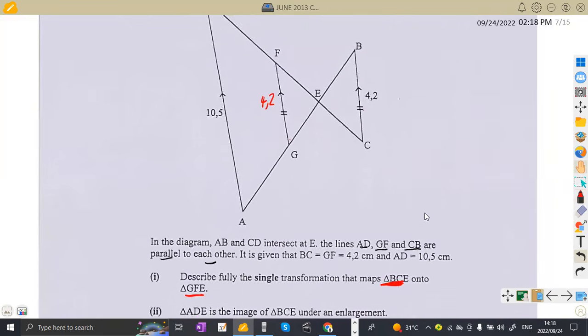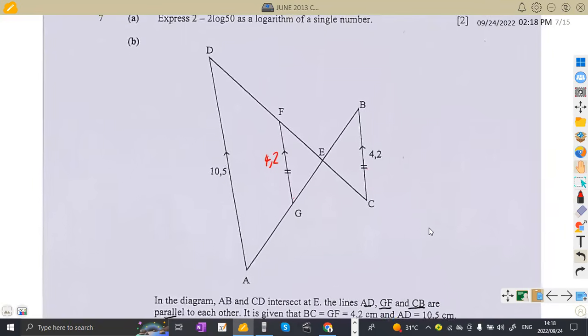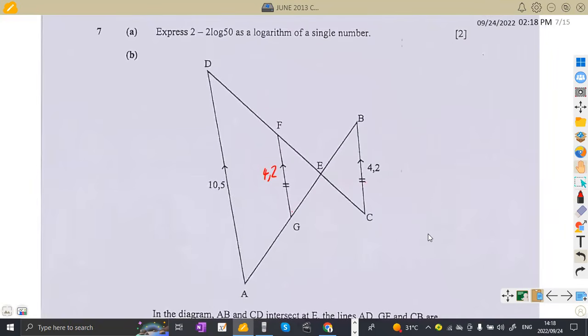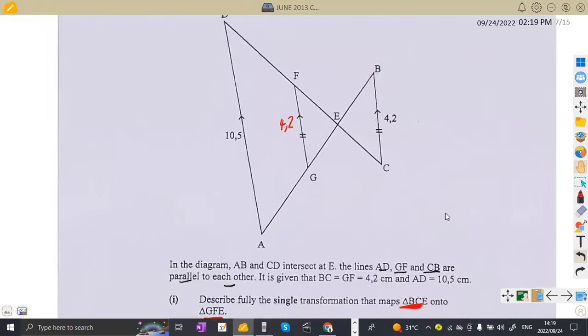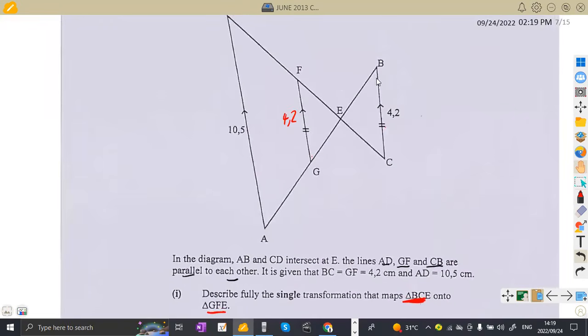Okay, this is what you're going to have. I want you to see what is happening here. We are talking about two triangles here, which is BCE, this one, and GFE. By merely looking at these two triangles, we can see that they are actually the same. So which means we are referring to congruent figures here. These two triangles are congruent to each other.